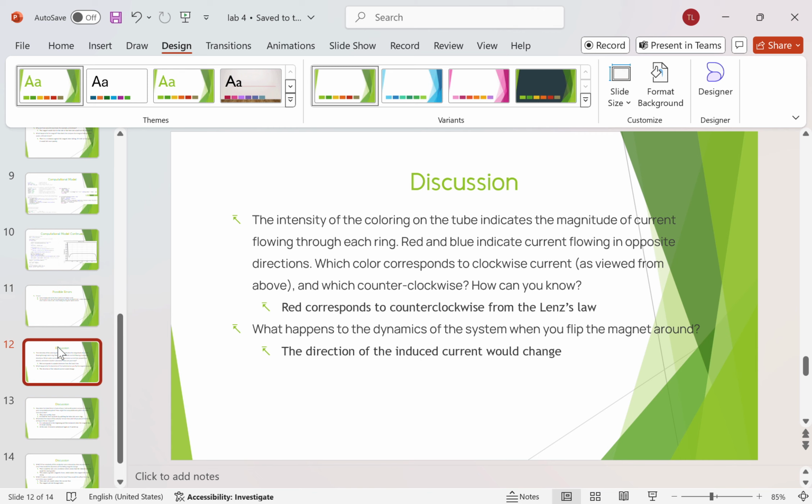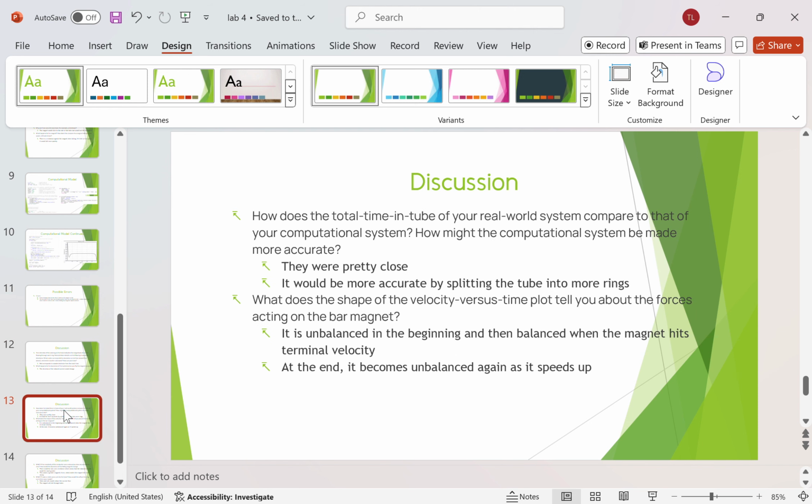Discussion. The intensity of the coloring on the tube indicates the magnitude of current flowing through each ring. Red corresponds to counterclockwise current as per Lenz's law, while blue indicates clockwise current. Flipping the magnet would reverse the direction of the induced current.